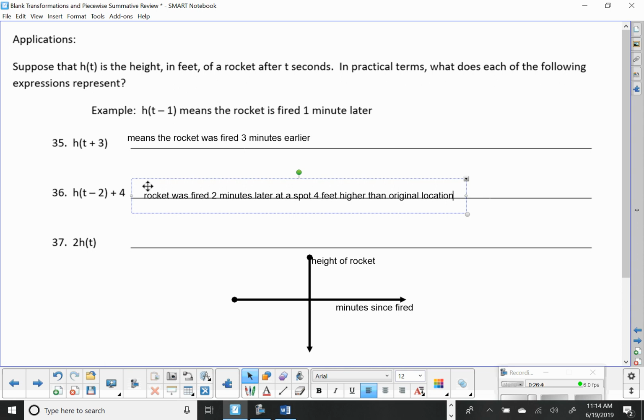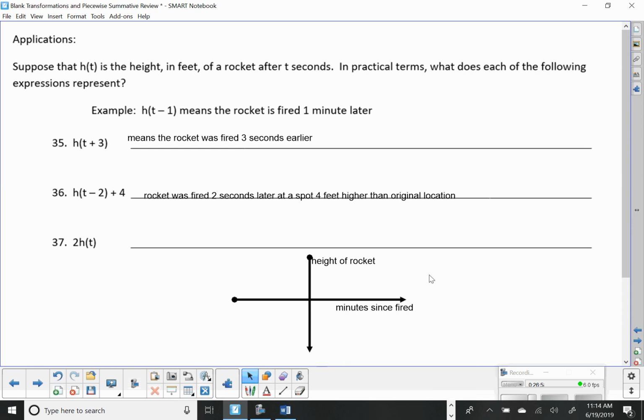Oops, I'm sorry, these should be seconds, because it says seconds up here. I can't change the other one. Okay? Down here, we have 2h of t.